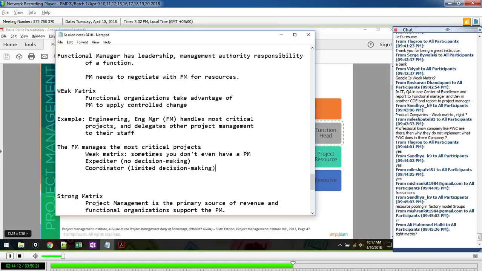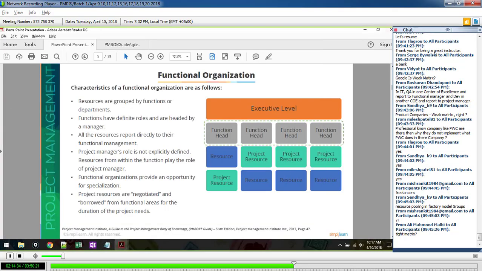And that lower level manager can make some of the simple decisions, but when they get in a tight spot, it's expected they're going to come back to the functional manager. If you have expediters or coordinators, and in one of my marketing groups, we have these, this is very indicative of a weak matrix environment. So we talked about functional organizations being a great source of resources.